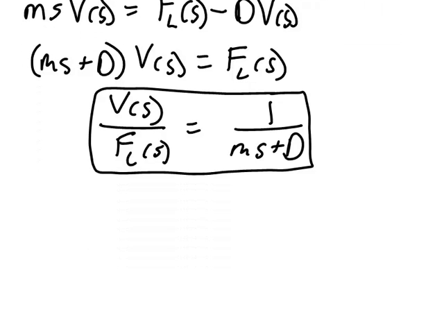We can see that this part of the problem gives us a first order system because s appears in the denominator to a maximum of the first power.